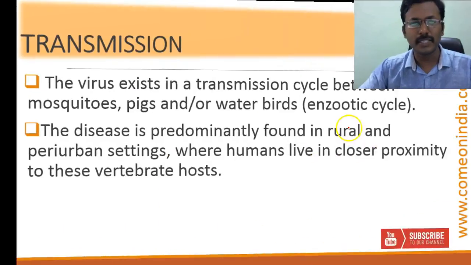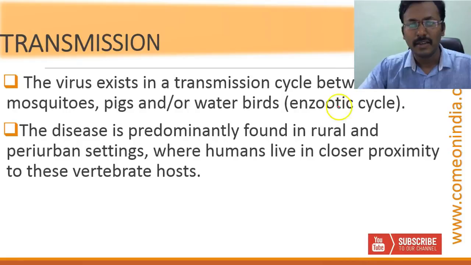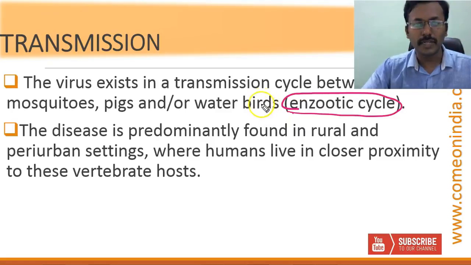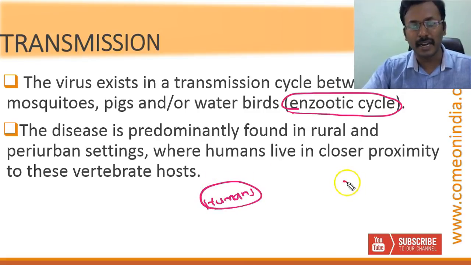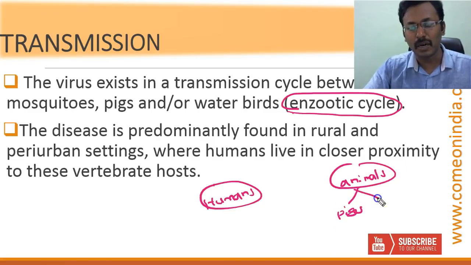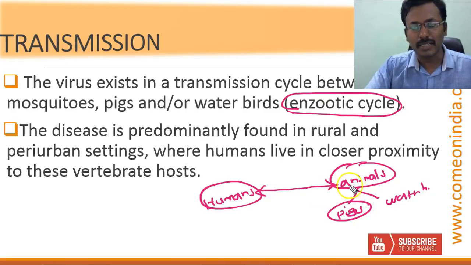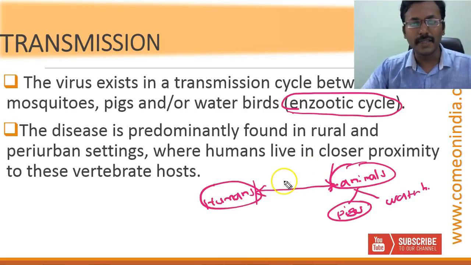Now let's discuss transmission and one concept called the enzootic cycle. Enzootic cycle means the transmission of virus occurs between humans on the one hand and other animals on the other hand, animals may be pigs or birds like water birds. So the virus is transmitted between pigs or other animals on one side and human beings on the other side, and this kind of cycle is known as the enzootic cycle.